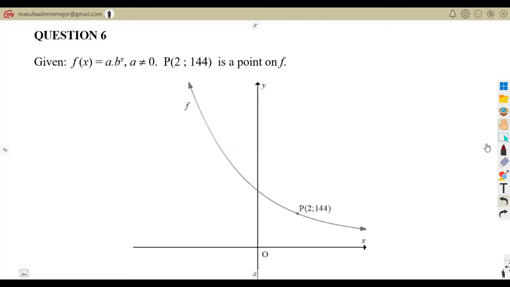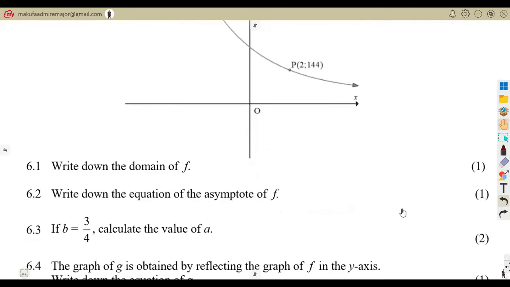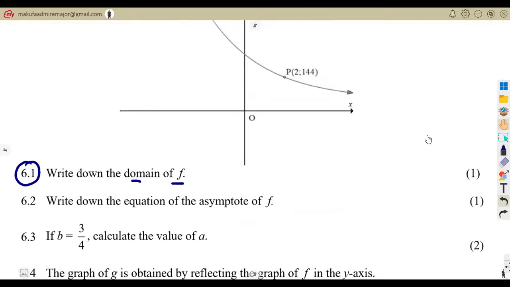So if you are to consider question number 6, you are given f of x is equal to a b to the exponent of x, where a is not equal to 0, and you're also given the point P. So this is our function that we are given, our exponential function there. So let's consider our first question, 6.1. Write down the domain of f. So that is a 1 mark that we are given, the domain.